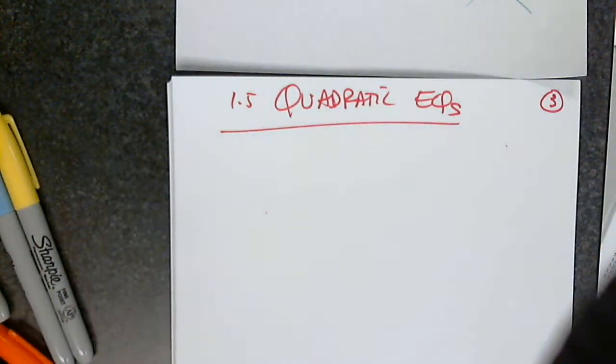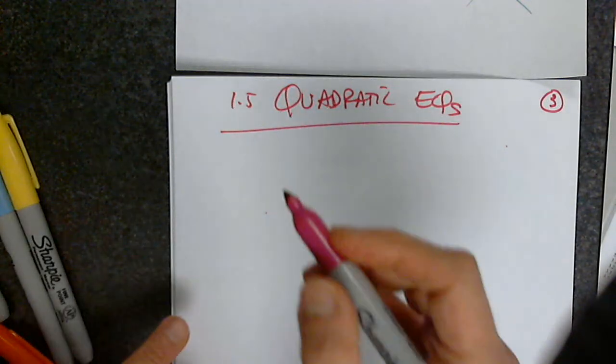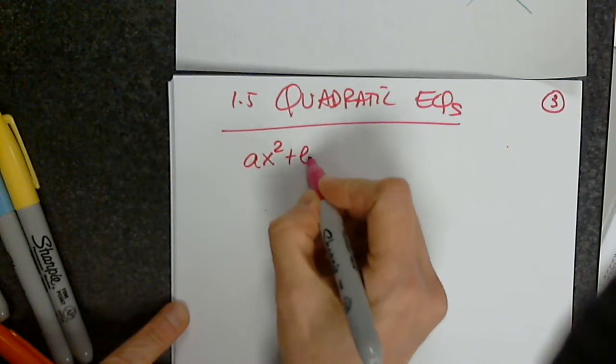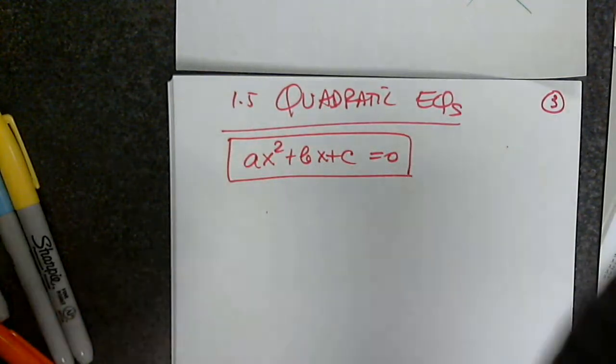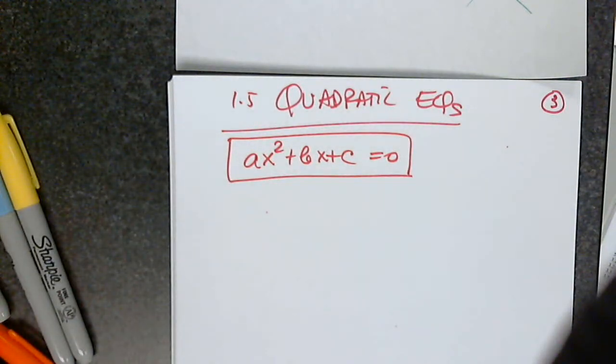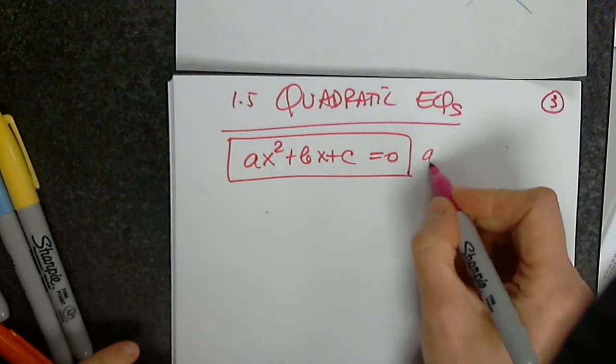Okay. Can anyone give us an example of a quadratic equation? Well, the general form is ax squared plus bx plus c equals 0. This is the form of a quadratic equation in which a, b, and c are real numbers.